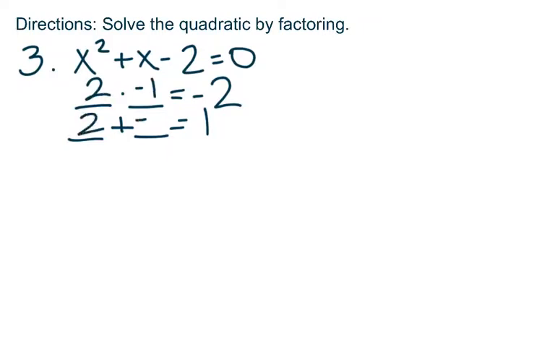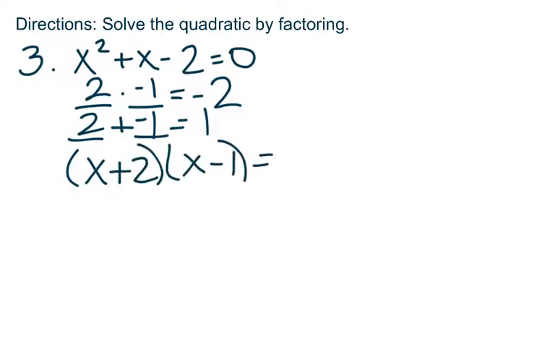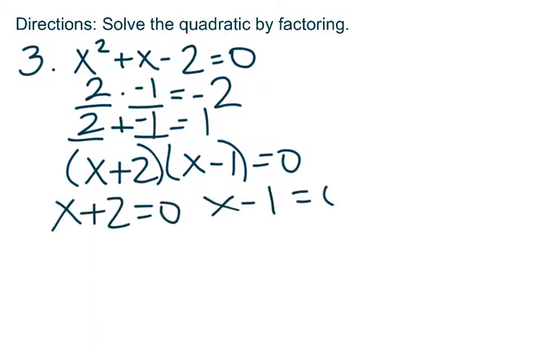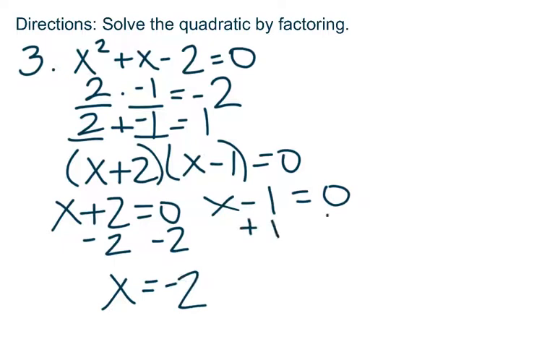2 and -1. So my two answers are x plus 2, x minus 1. They both equal 0. I'm going to set them equal to 0, and now I'm going to solve for x. The way I get rid of a plus 2 is subtract, so x equals negative 2. The way I get rid of a minus 1 is add, so x equals 1.